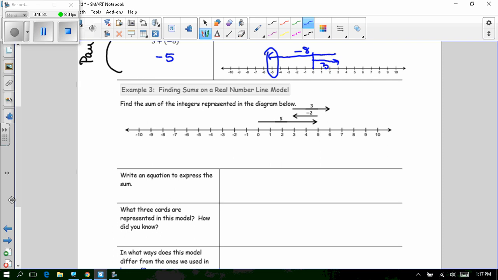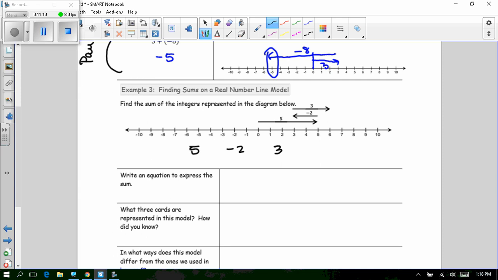Example 3, finding sums on a real number line model. They don't mean like, hey, it's a real model, it's a number line that's real. It is about real numbers. Okay, there's different types of numbers. This one's about real numbers. So take a look at the numbers that were given to us, right? Where did we start? What number did I start with? And where did I go from there? So what numbers do I have in this problem? Well, I've got a 5, I have a -2, and I have a 3, right?